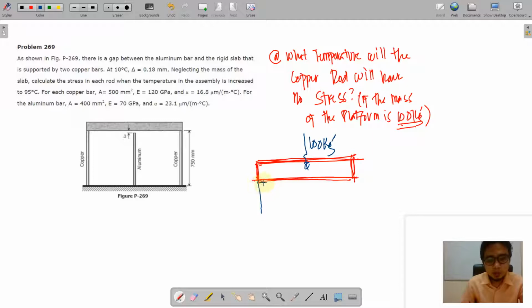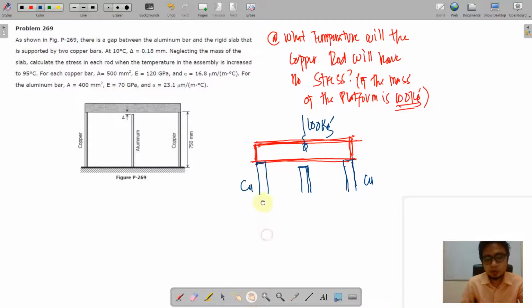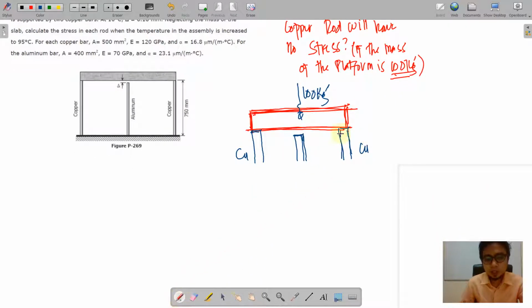If there will be a mass here, say 100 kilograms, therefore there will be a corresponding deformation on our rods, particularly on the outer rods, the copper. Why? Because 100 kilograms is being absorbed by the copper rods. So we would like to investigate what is the extent of the deformation of the copper, granting that there will be a 100 kilogram mass here.